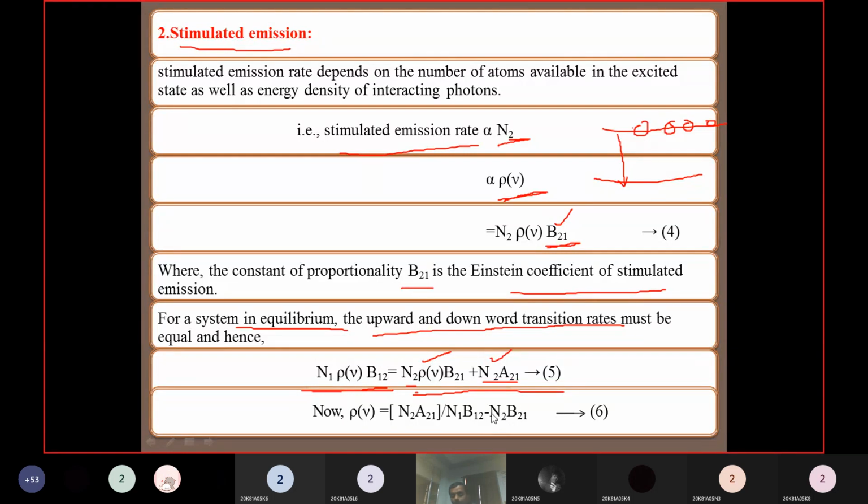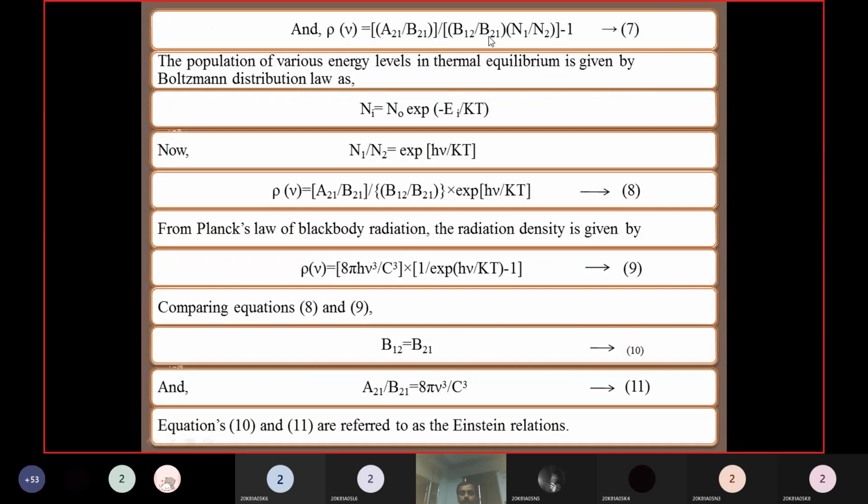See here, N2 gets cancelled. The remaining term is B12 by B21 into N1 by N2 minus 1. After solving the above equation, we get rho of nu equal to this. Let us take this as equation number 7.